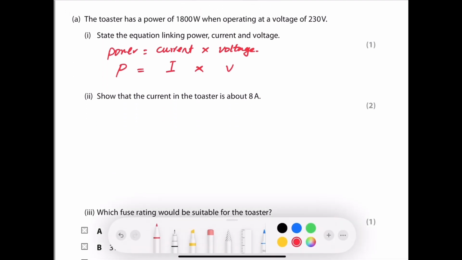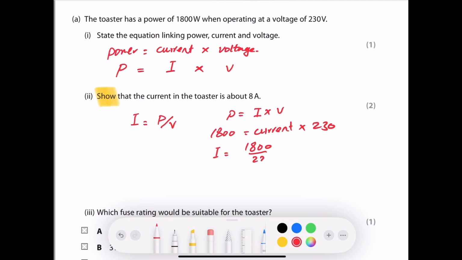For section 2I, show that this is an effective and important keyword. The current in the toaster is about 8 ampere. How can I get this? I equals P divided by V, or power equals I times V. Okay, let me use P equals I times V. 1800 equals the value of the electric current, which is unknown, times the voltage at 230. So current, which is I, equals 1800 divided by 230.